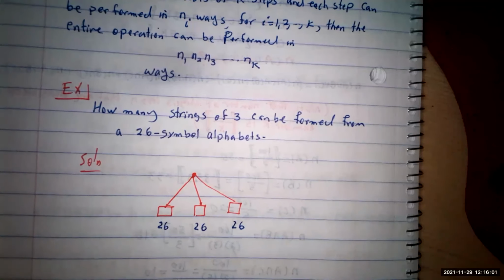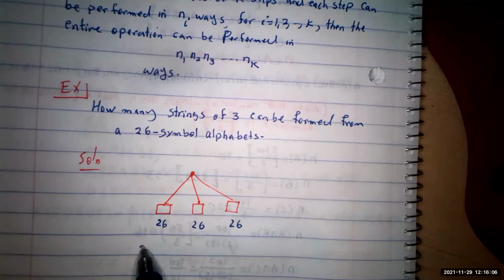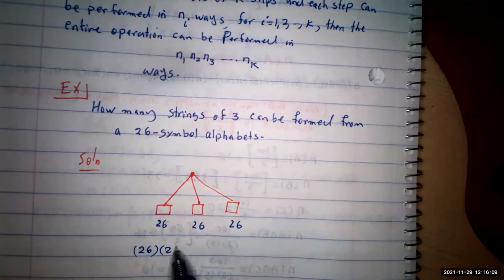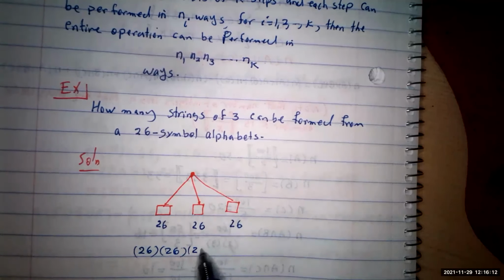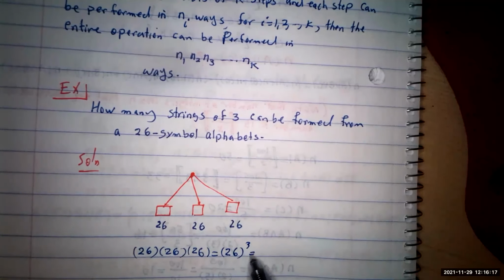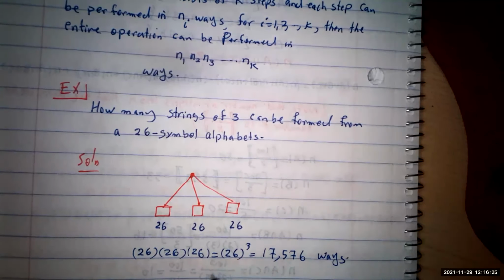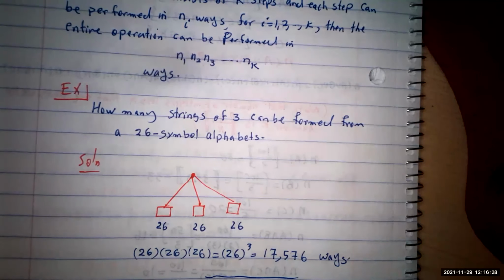If you put them together, you are going to do it in 3 stages. So by the multiplication rule, the answer would be 26 times 26 times 26, which is 26 to the 3rd, and it's 17,576 ways. So there are 17,576 ways that you can form these strings of 3 letters of the alphabet. Any questions?